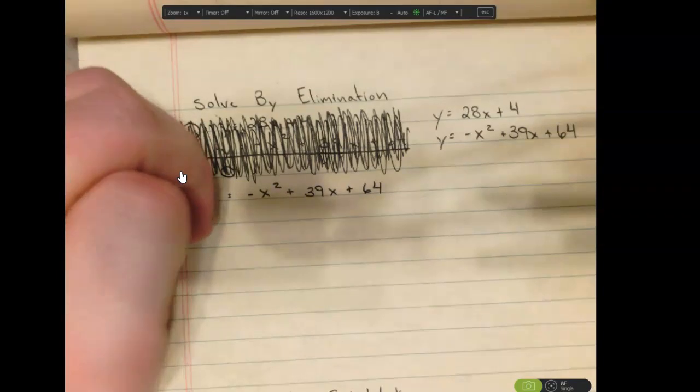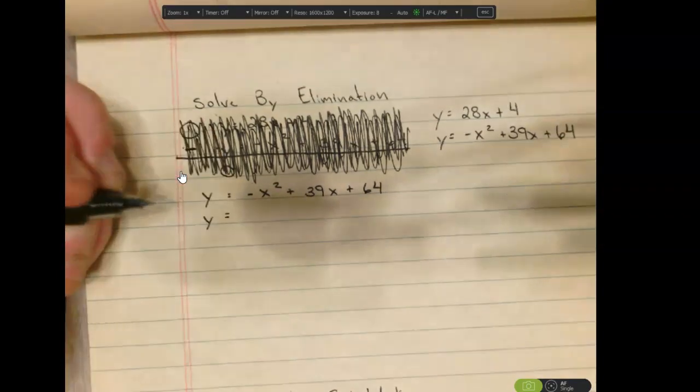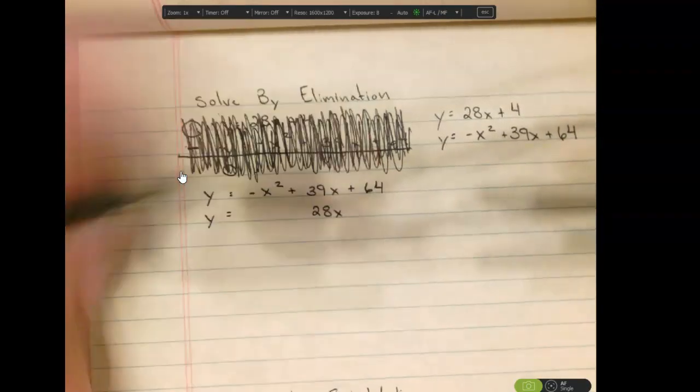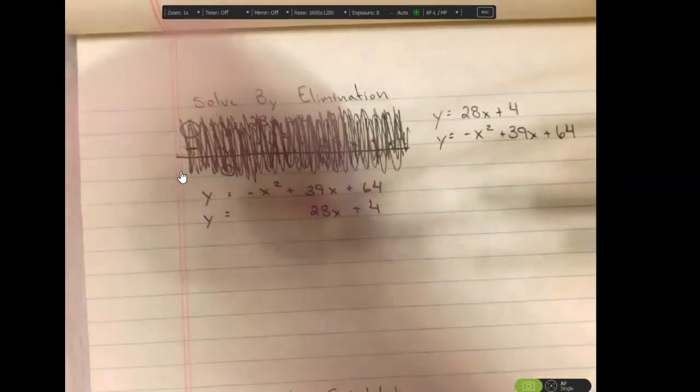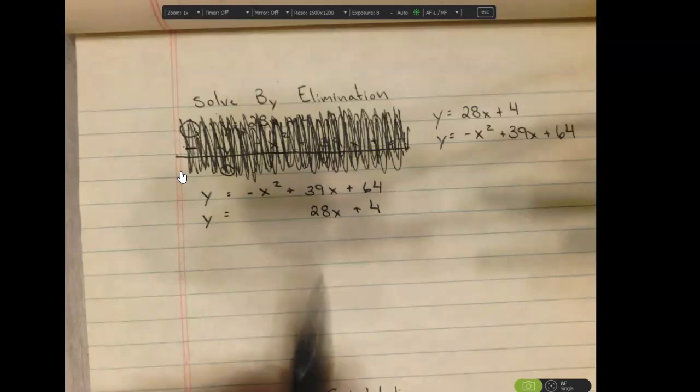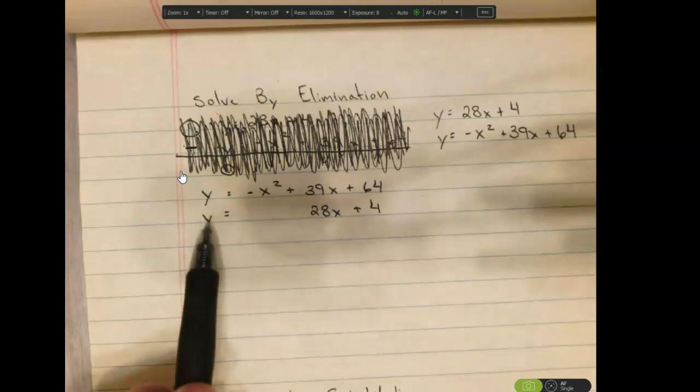And when doing so, I'm going to line up all the pieces as well. So the y's will get lined up, the x will get lined up, so 28x will be underneath 39x, and then plus 4 will be directly underneath 64. Now, through elimination, we are trying to eliminate either the x or the y.